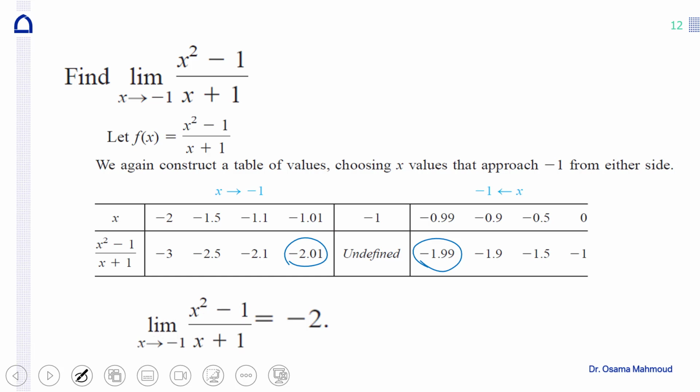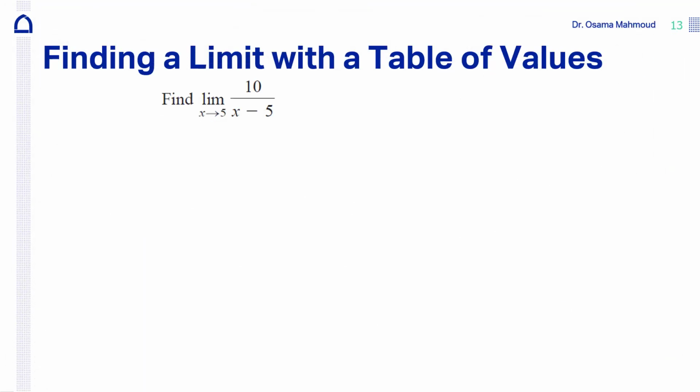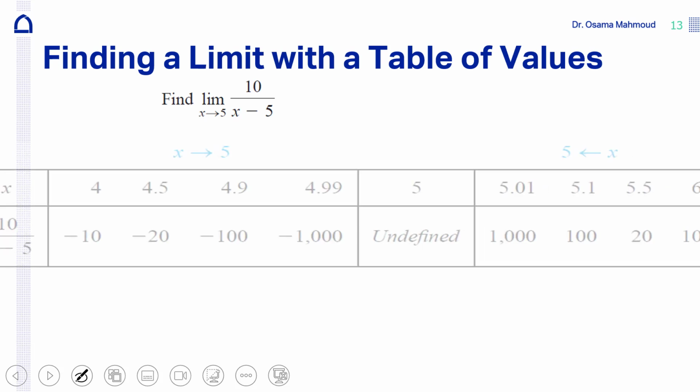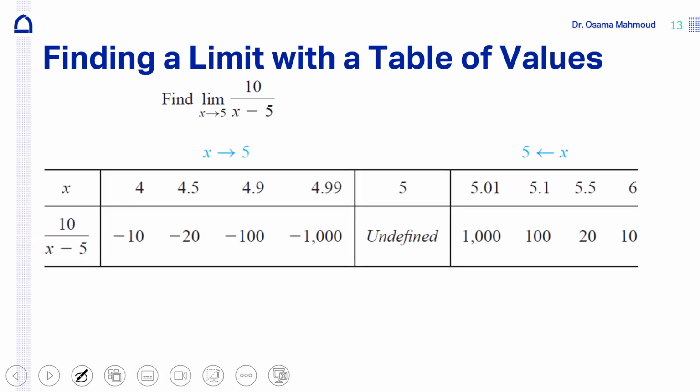Now, if you have such a function, you approach 5 from right and left again. You get values less than 5, to the left of 5, and you get values bigger than 5, to the right of 5. Here, the function also is not defined at x equal to 5, because if you substitute x equal to 5, you divide by 0, which is an undefined value.